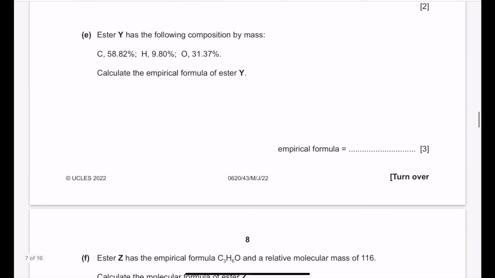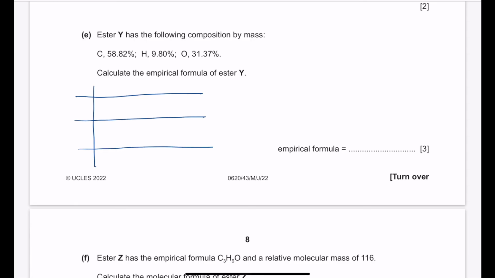Okay, next one. How to look for empirical formula again? Okay, so first we need to draw a table. You see 3 marks, what? Okay, you need to draw a table, label all your steps nicely. So carbon, hydrogen, oxygen. Given the percentages, we look for the moles, and lastly look for the ratio. So given 58.82, 9.8, 31.37. So look for the moles, divide by the Ar.